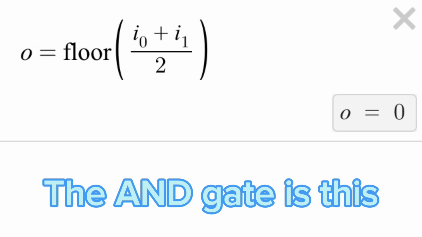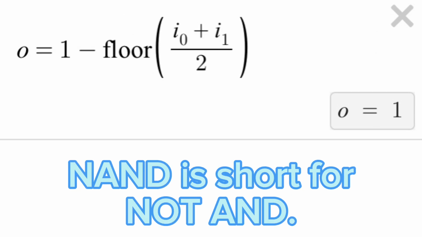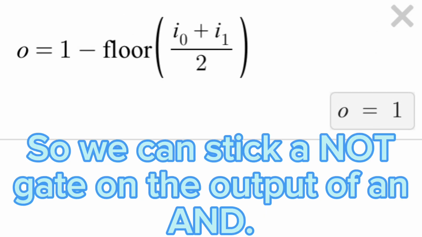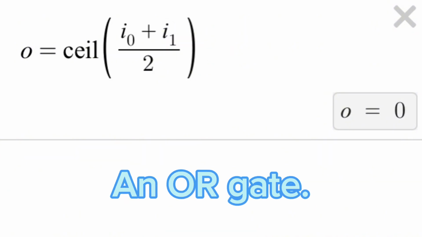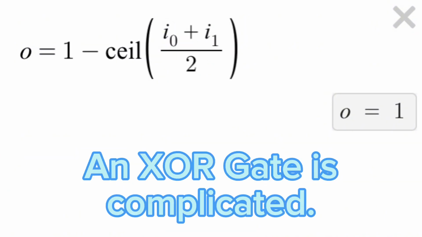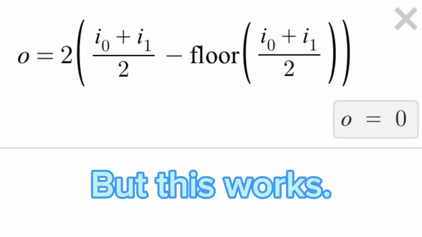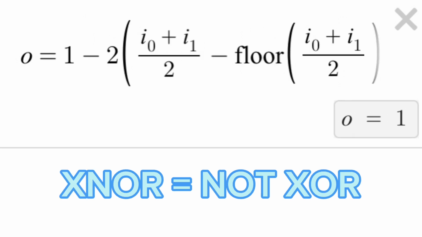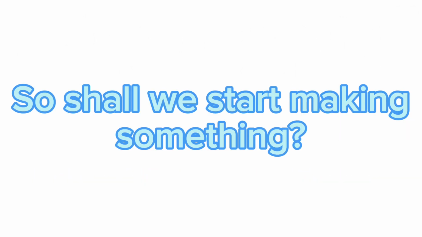The AND gate is this. NAND is short for NOT AND, so we can stick a NOT gate on the output of an AND. An OR gate, NOR equals NOT OR. An XOR gate is complicated, but this works, as XNOR equals NOT XOR. It went off the screen. So shall we start making something?